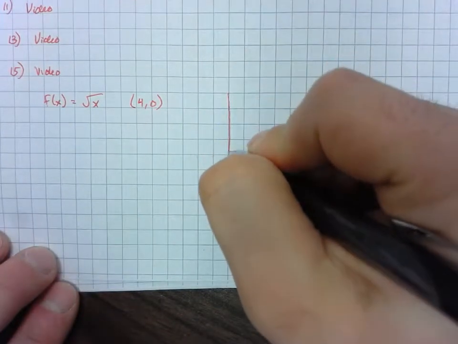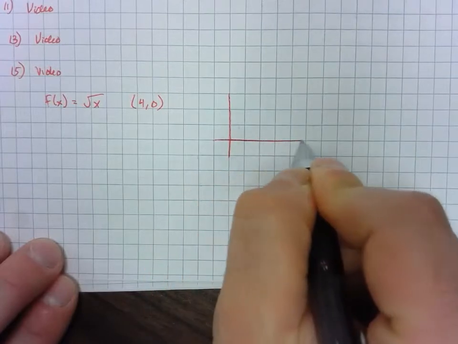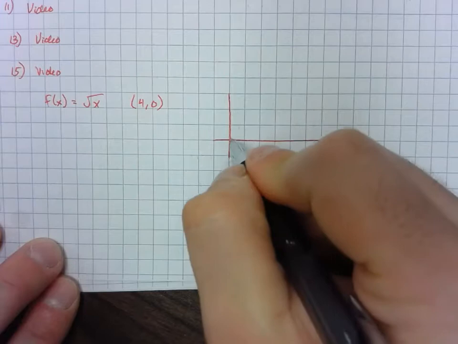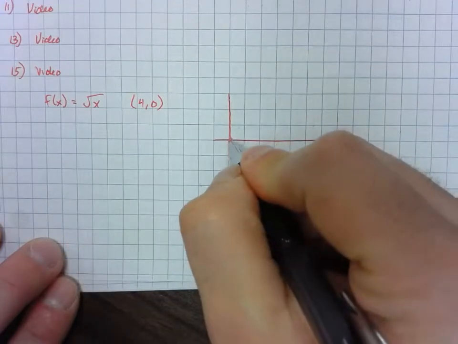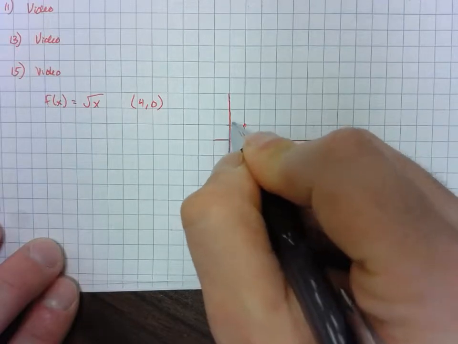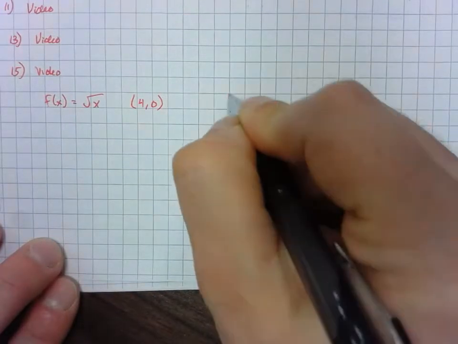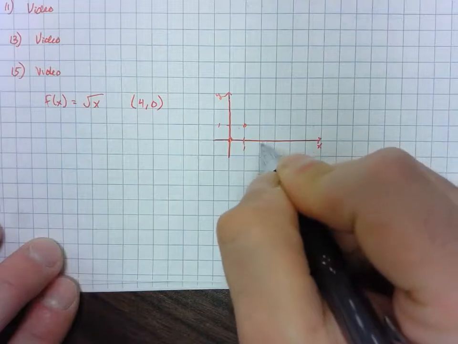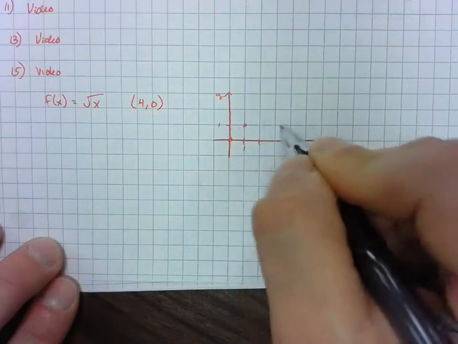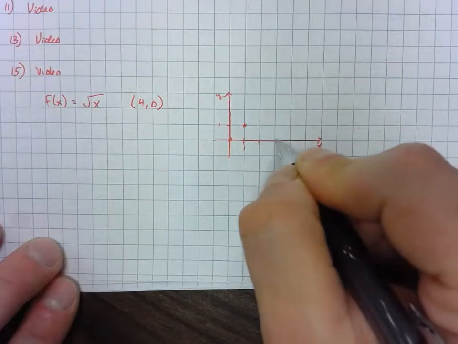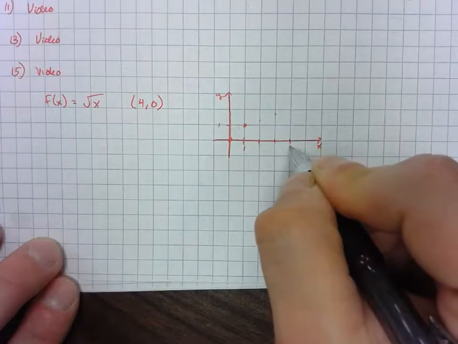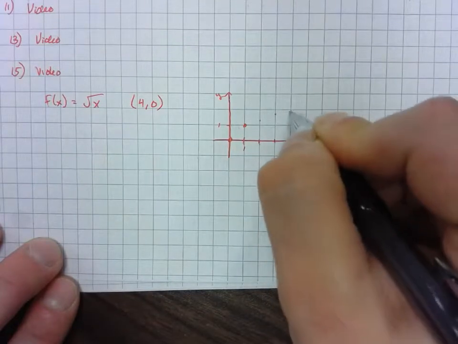We have this graph, and it's f of x equals the square root of x. Well, we know that at 0, we get a value of 0. At 1, the square root of 1 is 1, so this would be 1, this would be x, and this is y. At 2, the square root of 2 is about 1.3-ish. At 3, the square root of 3 is about 1.7-ish. At 4, the square root of 4 is 2.